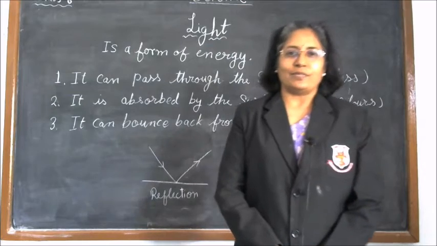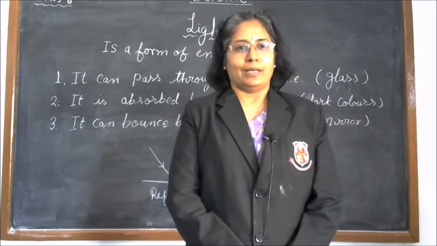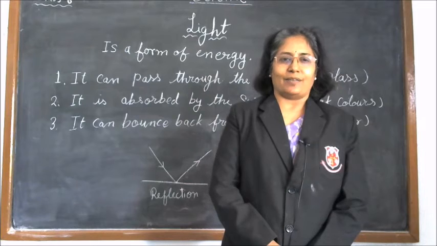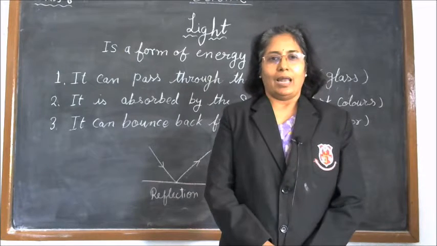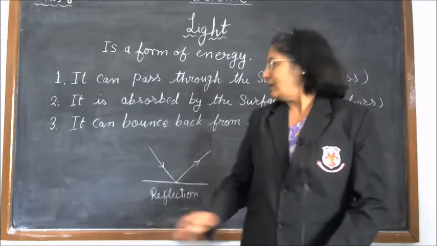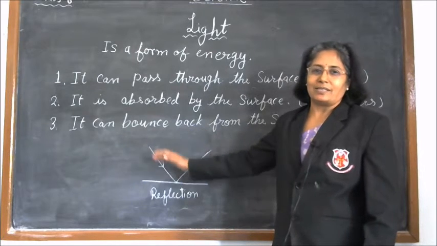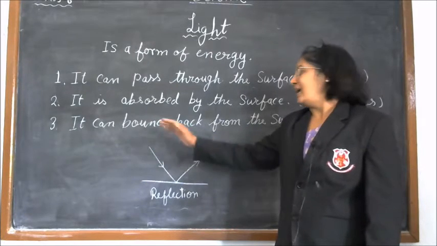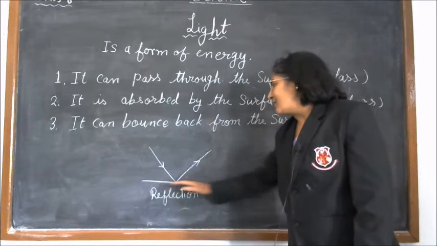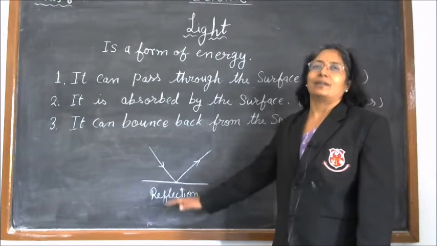The surface which allows light to pass through it is called a transparent surface or transparent medium. There are certain surfaces which do not allow light to pass through them. As a result, the rays of light bounce back into the same medium from which they had come. Such surfaces are called reflecting surfaces, and this phenomenon is called reflection.